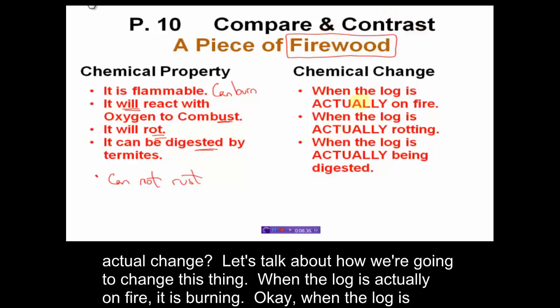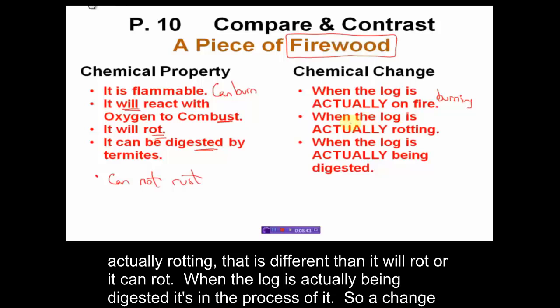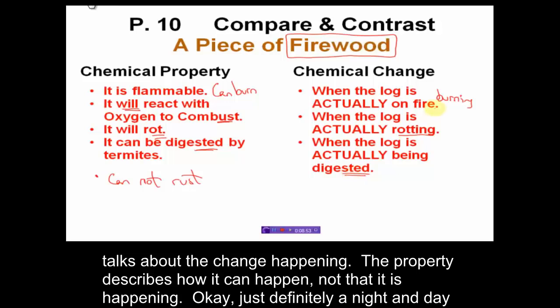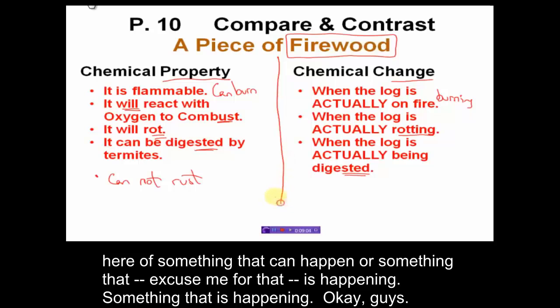Now, on the other hand, what is the actual change? Let's talk about how we're going to change this thing. When the log is actually on fire, it is burning. Okay, when the log is actually rotting, that is different than it will rot or it can rot. When the log is actually being digested, it's in the process of it. So a change talks about the change happening. The property describes how it can happen, not that it is happening. Okay, just definitely a night and day over here of something that can happen or something that is happening.